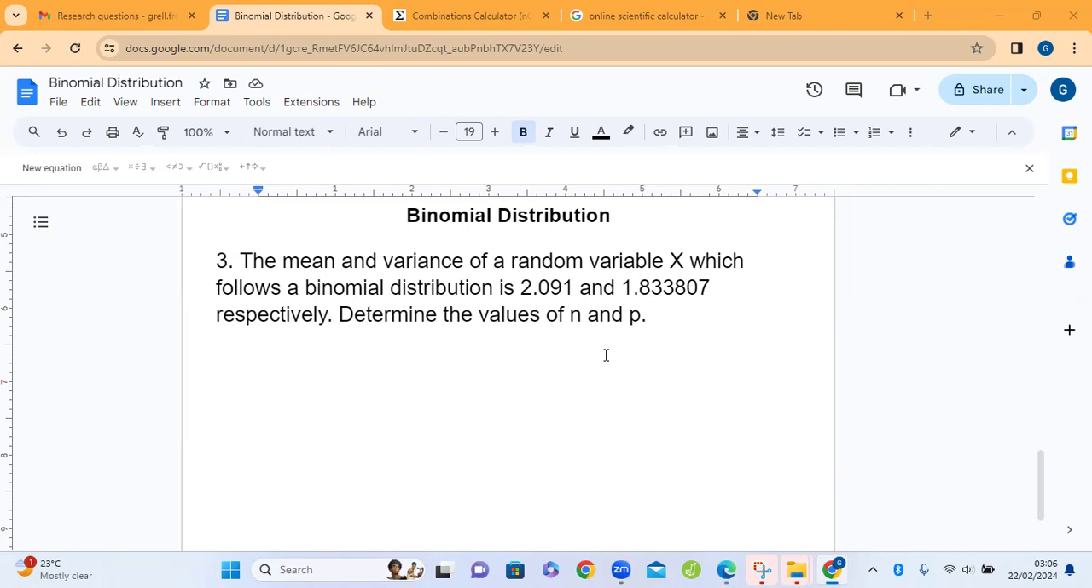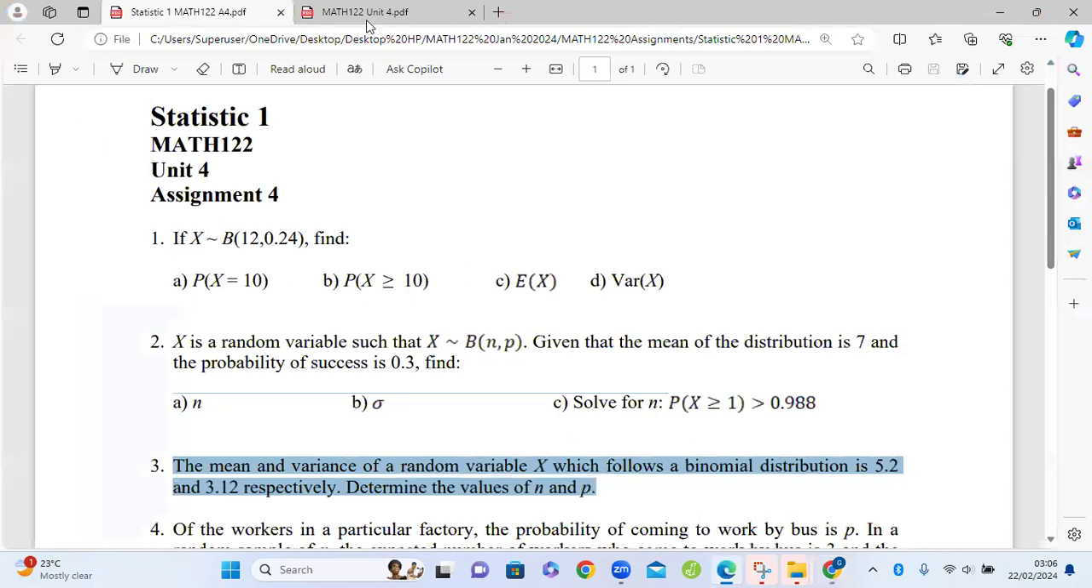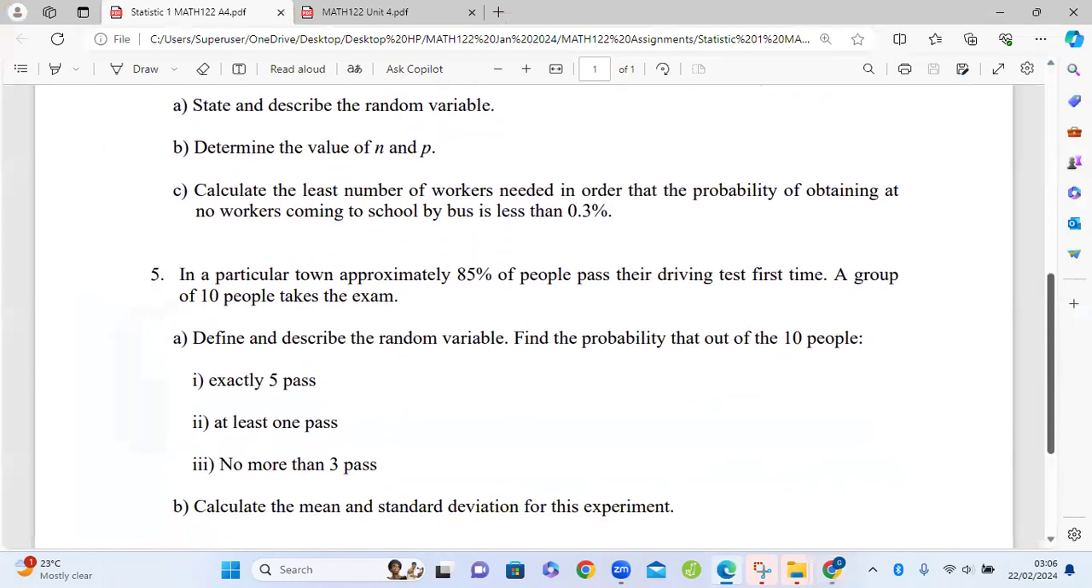So we have two unknowns to solve, so we need at least two equations. We are going to use the information that is provided, and here we have two pieces of data, one for the mean and one for the variance, so we can form two equations using the mean and the variance formulas, with 2.091 and 1.833807 in them. That should allow us to solve for n and p.